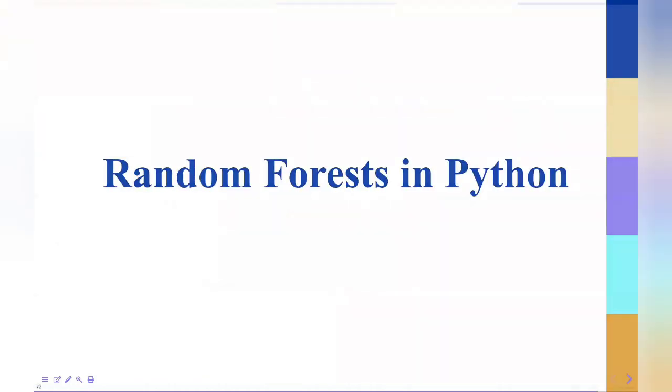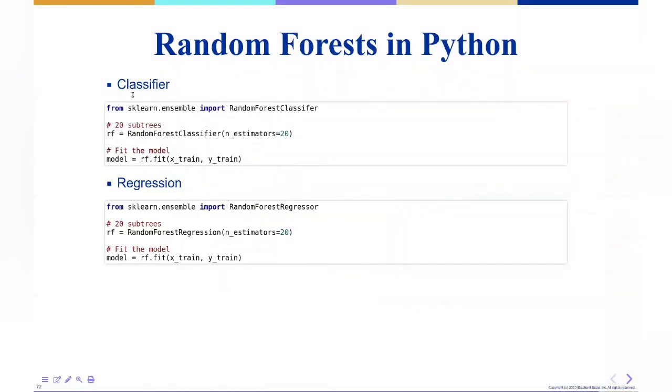How do we do this in scikit-learn? Very straightforward, right? We can do both classifier and regression. You see, RandomForestClassifier, right? Initialize the random forest classifier. There we go. Number of estimators: I'm saying create 20 trees. And that's it, fit. Everything after this is the same. RandomForestRegressor, same thing. How many trees to create, right? Fit.